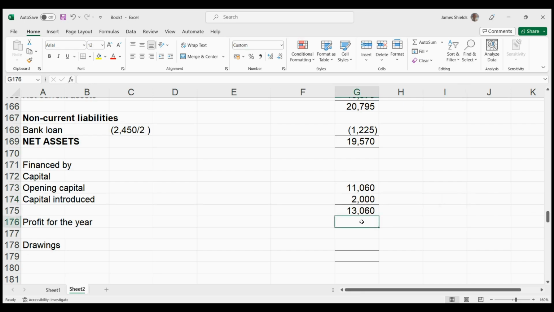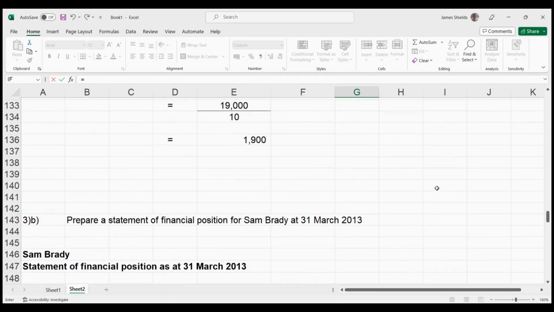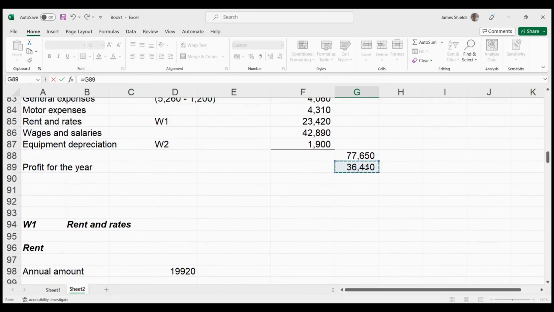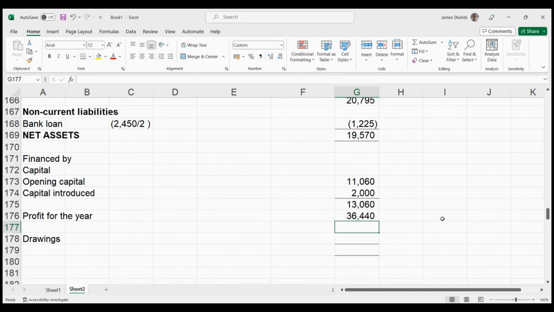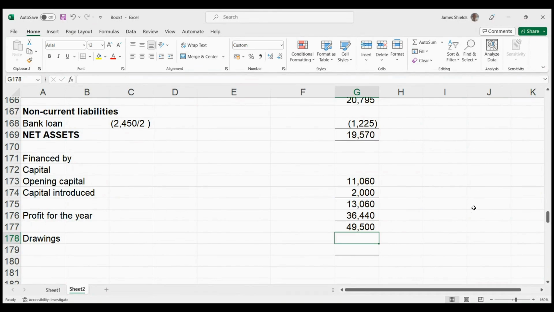Now, the profit for the year, that comes directly from our income statement. So going back to the income statement, we had a profit of £36,440. So I now add together the capital and the capital introduced of 13,060 plus profit for the year of 36,440 to give me £49,500. Then we've got drawings. We're going to be taking away the drawings now.